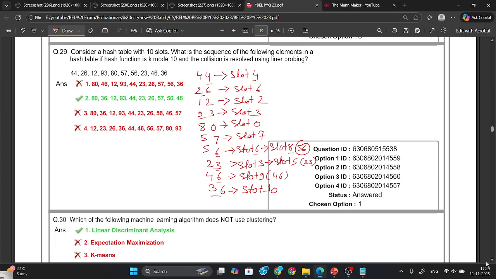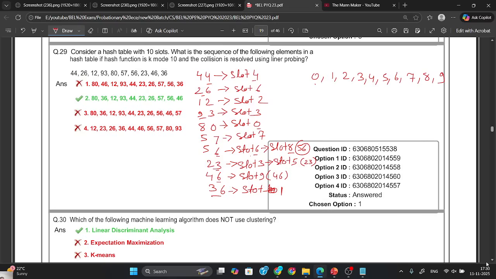Okay. So 36 will go to slot 10, or we can say slot 0, no, this will be slot 1, not 10. Now you can see from here we have to start with 0. So 0, 1, 2, 3, 4, 5, 6, 7, 8, and 9. So in total we have 10 slots from 0 to 9.